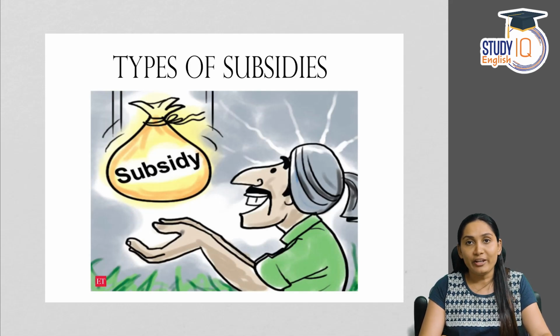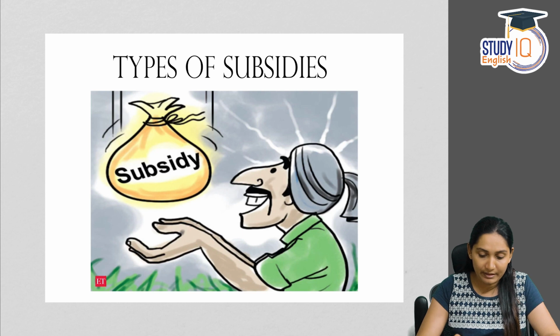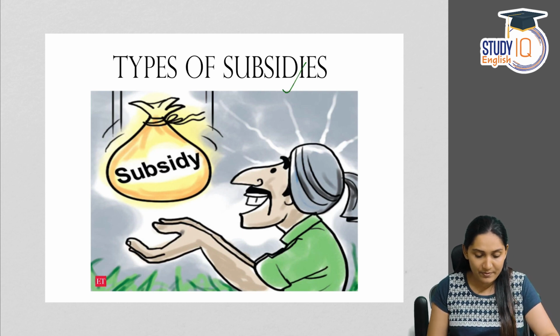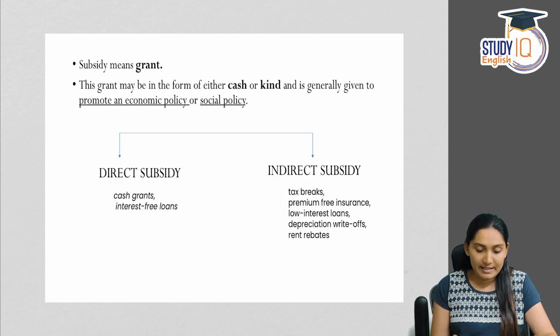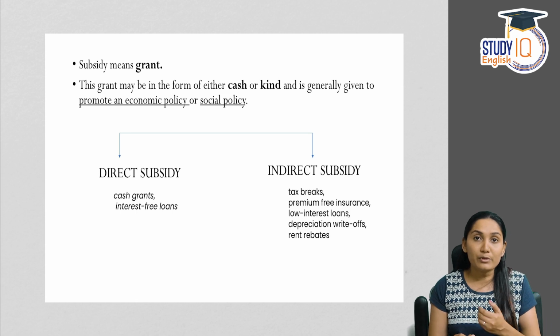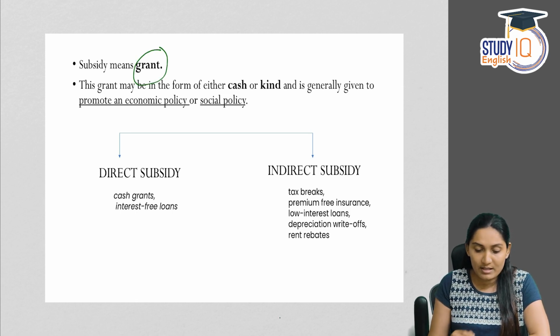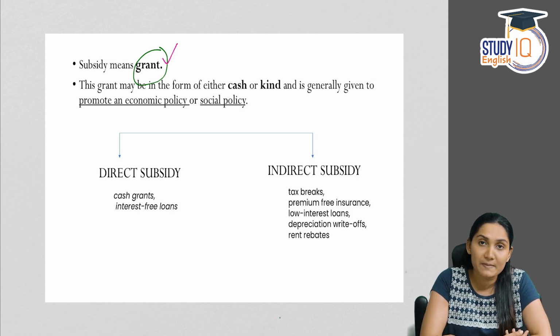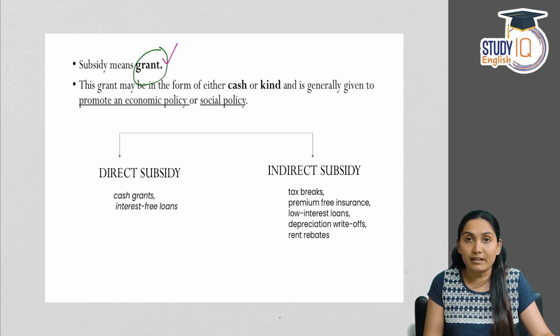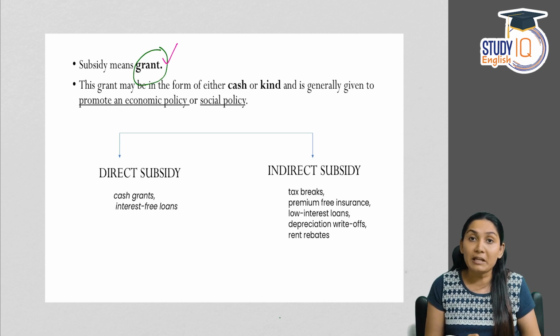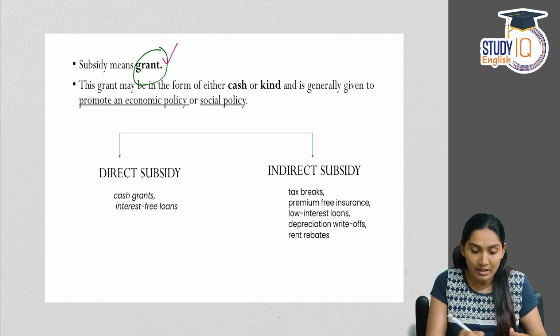I am Joycey Joy. In this video, we will be discussing types of subsidies, different types of subsidies. So first we will see what is a subsidy, then we will come to different types of subsidies. Subsidy means a grant. Now what is the meaning of a grant? A grant means money which has been given which need not be returned. That is, there is no repayment obligation in case of a grant.